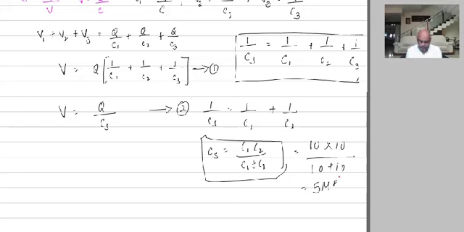So remember one important thing: if the capacitors are connected in series, the effective capacity will be less than the least value of the individual capacitors connected in series. I repeat again, when the capacitors are connected in series, the effective capacity is less than the least value of the individual capacitors connected in series.